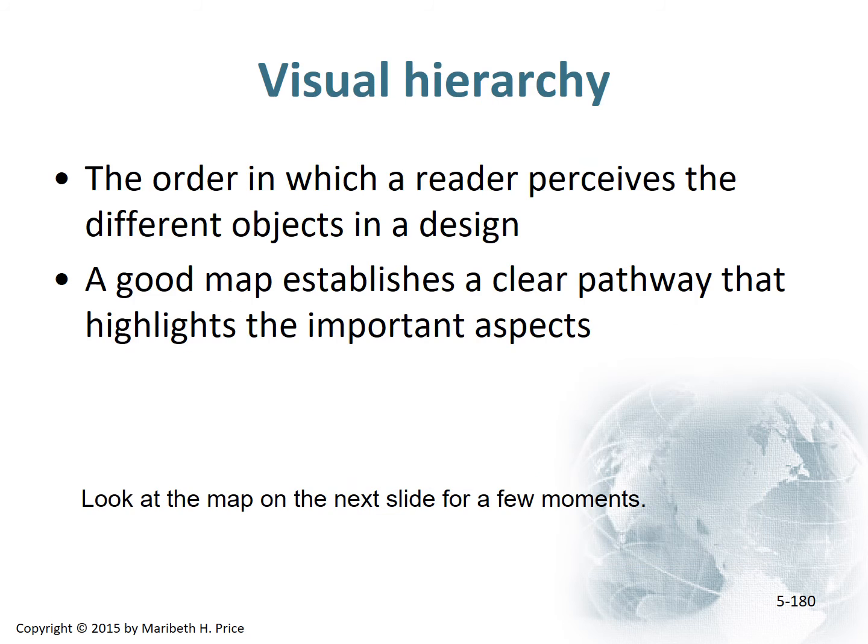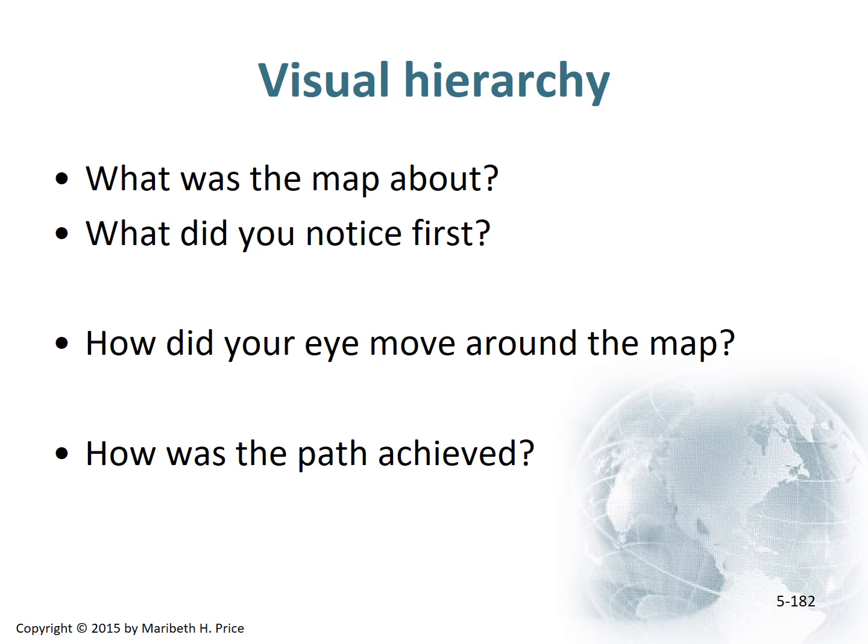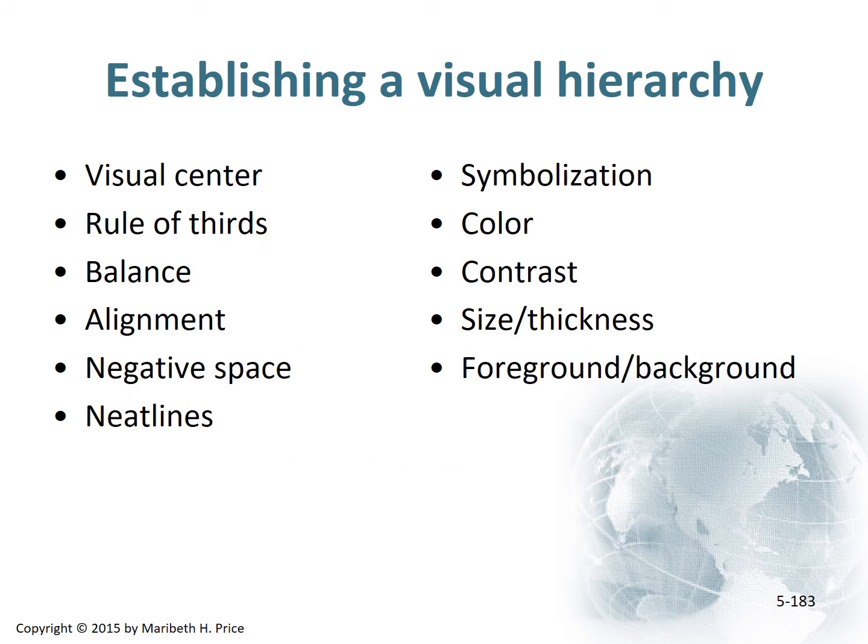Arranging data. Visual hierarchy. In order to perceive what's going on, the different objects in the map, you put them together in a certain way so that the important stuff looks in the foreground and other stuff that's not important stays out of the way and doesn't ruin your maps. This is an example of a map. You can see some of the stuff. What is the map about? What did you notice first? Where did your eyes move? How was the path achieved? That's what visual hierarchy is all about.